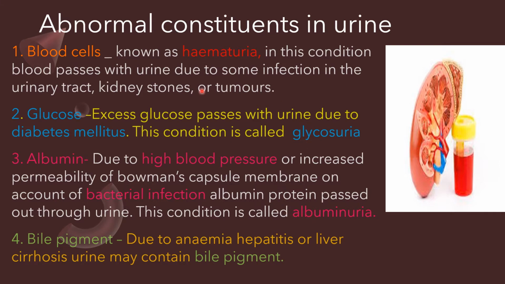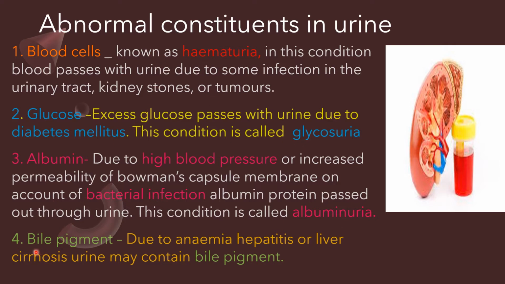These three terms are very important: hematuria, presence of blood cells in the urine; glycosuria, presence of excess glucose. Excess glucose passes with urine. Then albuminuria, albumin protein passed out through the urine. These terms are very important.